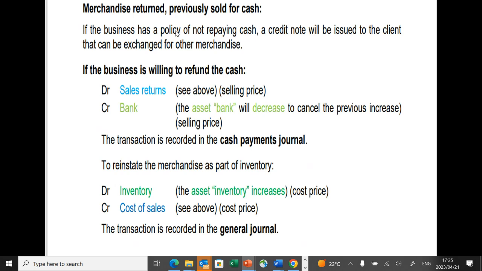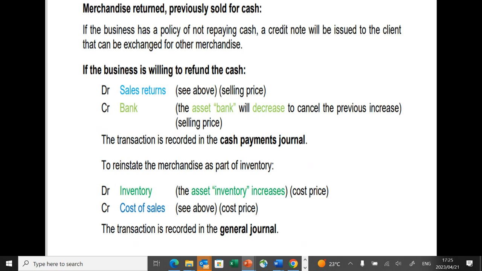But now, in the situation where previously we sold that merchandise for what? For cash. If the business has a policy of not repaying cash, a credit note will be issued to the client for that exchange merchandise. But if the business is willing to refund for cash, they're going to debit the sales return and credit what? And credit your bank.